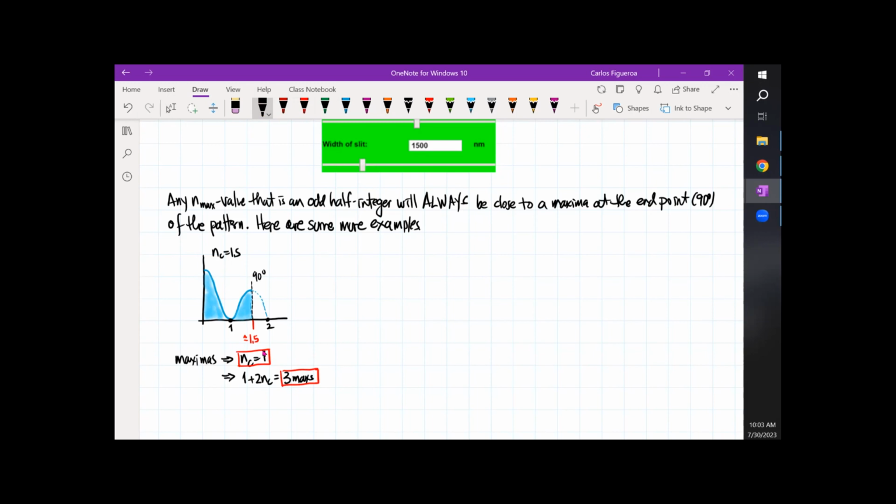If I look at the minimas, you could see that I have 1 minima on the right, and I have to have another one on the left. So therefore, ND is equal to 1. And so that tells me that 2ND is going to be 2 times 1. I'm going to get 2 minimas.